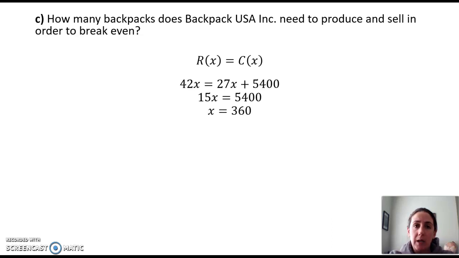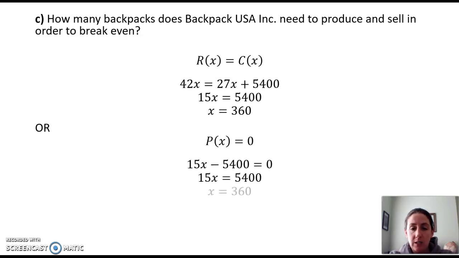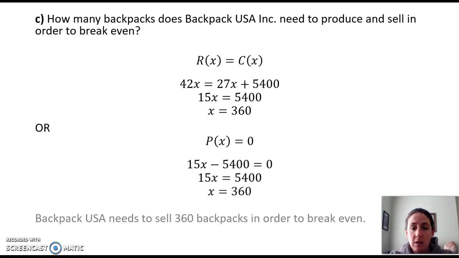But the other way we break even: if your revenue is equal to your cost, so you made the exact amount of money that you spent making your product, that means there was no additional money, or your profit is 0. So we'll take our profit function, set it equal to 0, add 5,400, divide by 15, and notice here, again, either way you do it, you'll see that you need 360 backpacks in order to break even.